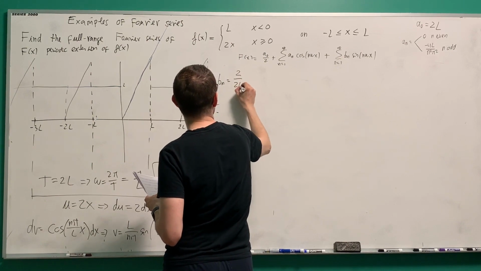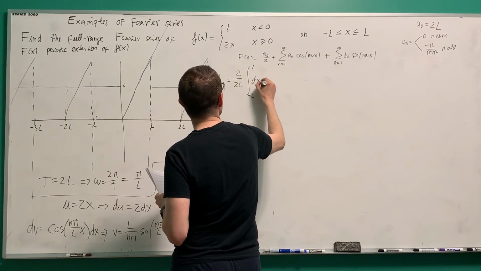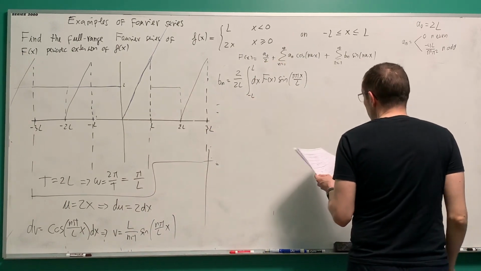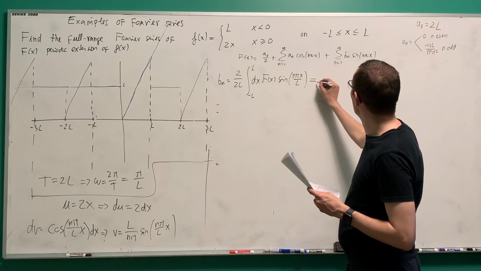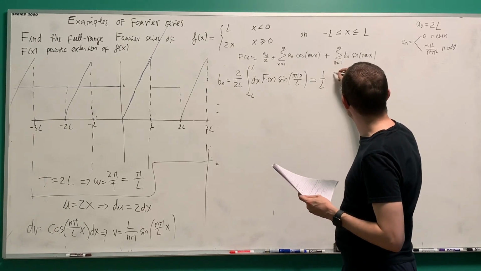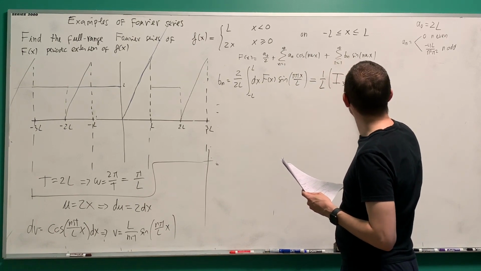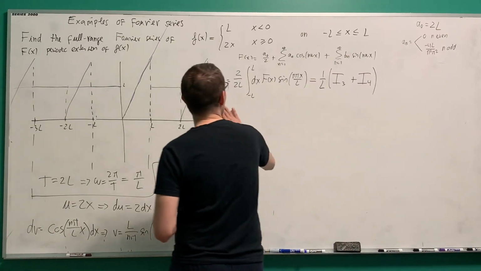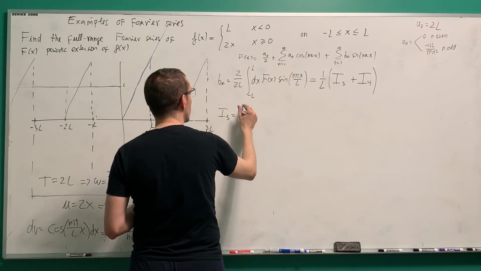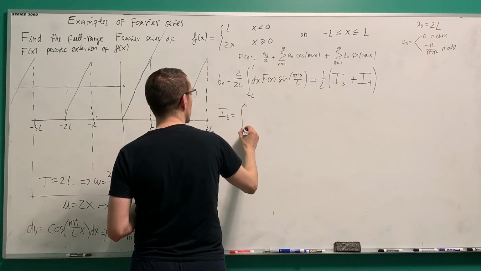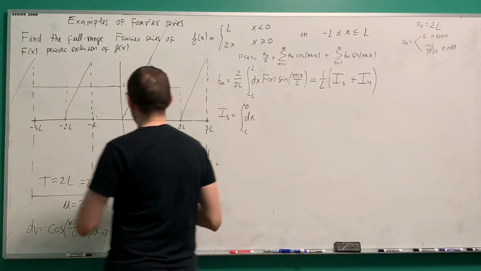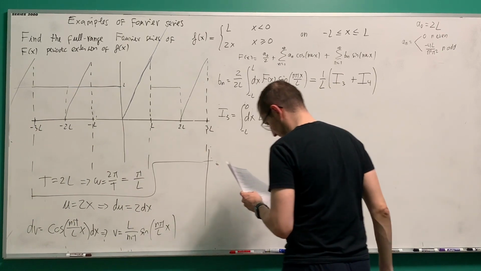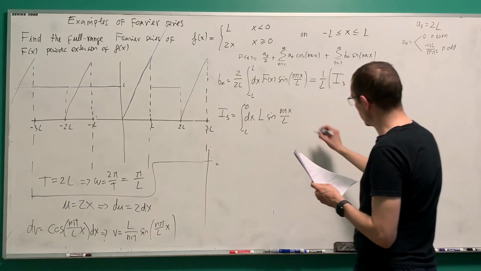It's 2 over the period, 2 over 2L, integral from minus L to L, dx, f of x, then sine of n pi x divided by L. Same as before, we need to divide it into two integrals. So we have a common factor 1 over L, and then we write this as I3 plus I4. Okay? All right, so let's solve them. What is I3? Well, I3 is from minus L to 0, dx, f of x from minus L to 0 is just L. So L sine n pi x divided by L. All right? Okay, we can solve this one directly.